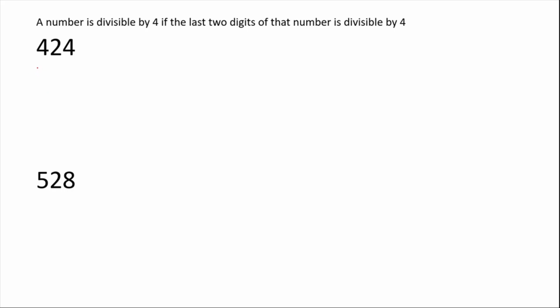The first number here is 424. Now, the rule says that the last two digits need to be divisible by 4. The last two digits here are 24. Now, 24 divided by 4 gives us a total of 6. So it goes in evenly. So therefore this number is divisible.